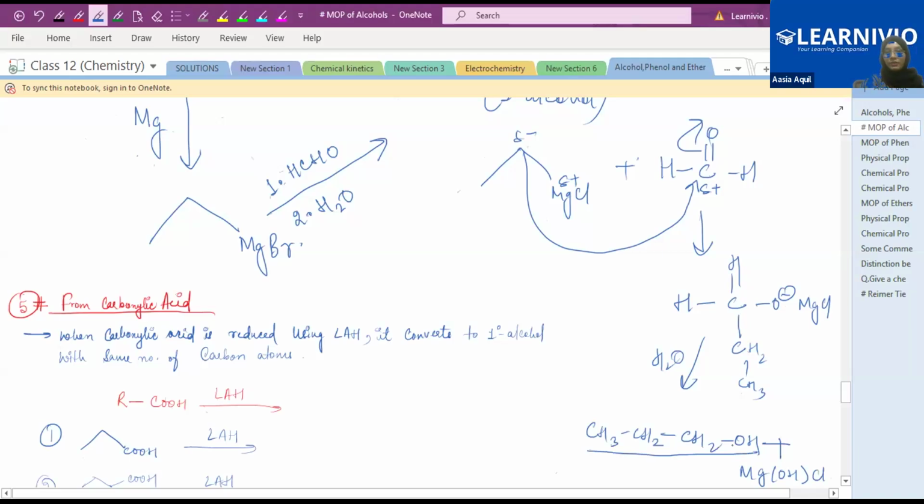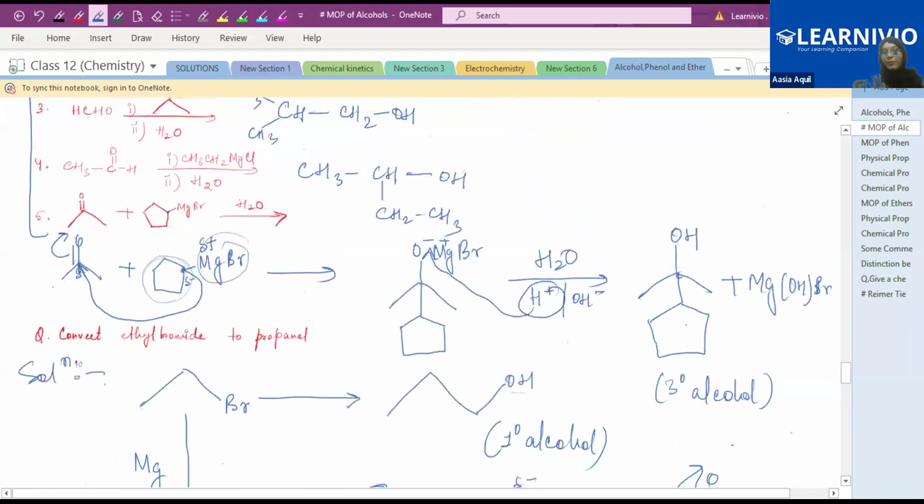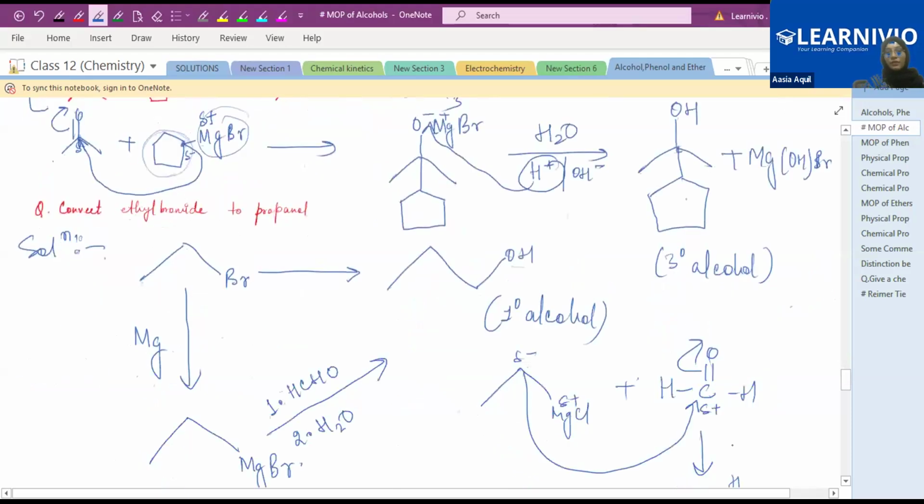So how can we convert ethyl bromide to a propanol? First, you have to treat it with magnesium metal. Ethyl bromide on treatment with magnesium metal will give you a Grignard reagent. Once you get the Grignard reagent, just treat it with formaldehyde followed by hydration. So the number of carbons will be increased by one, and you will get a propanol. Is it clear? This conversion part?